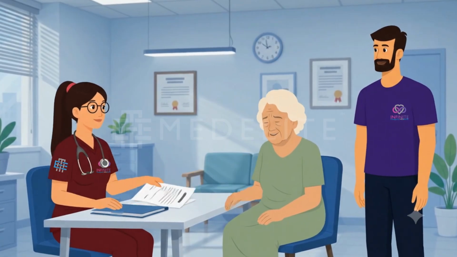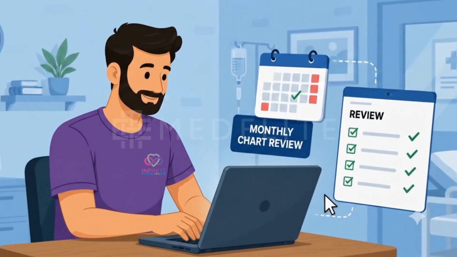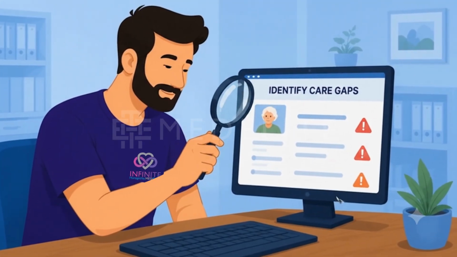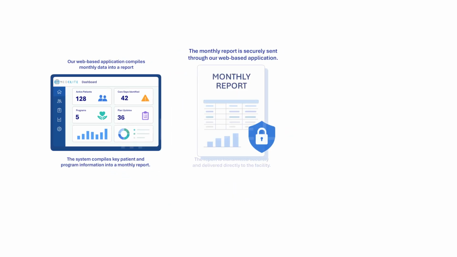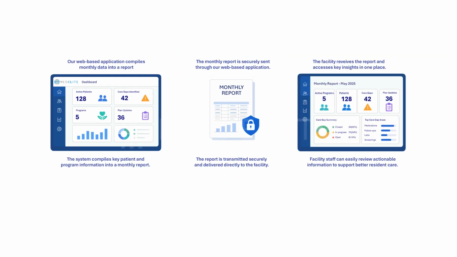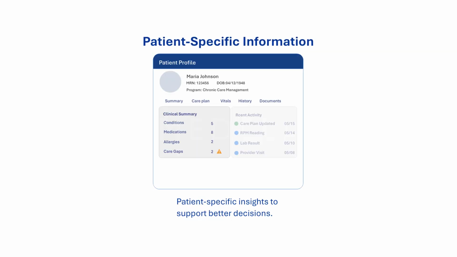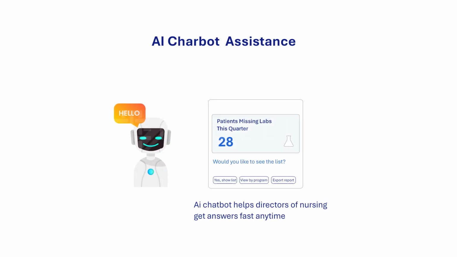After you complete the APCM onboarding visit, the process continues similarly to CCM but without the time tracking requirement. Our care coordinators perform monthly chart reviews, identify care gaps, and update the care plan. The facility receives a monthly report through our new web-based application. This portal gives facilities one unified place to see all active programs, patient-specific information, and even includes an AI chatbot, so directors of nursing can quickly ask questions like, how many patients are missing labs this quarter?